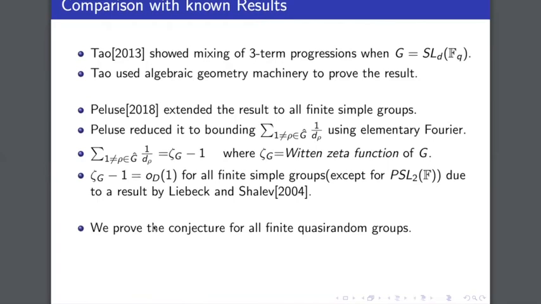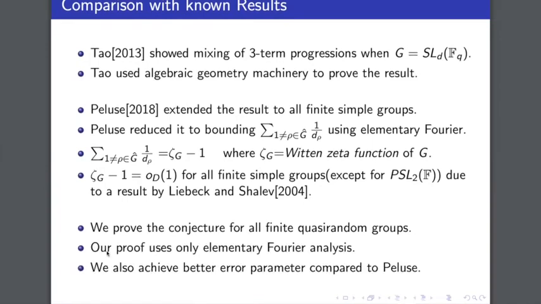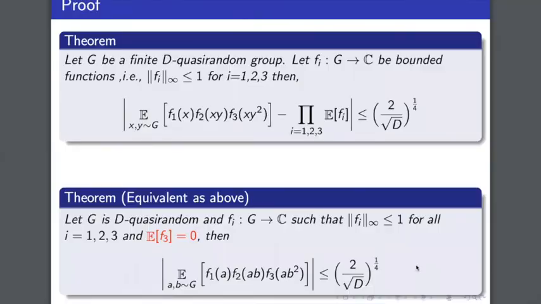Now we talk about our result. First of all, we proved the conjecture for all finite quasirandom groups. More interestingly, the second point is that our proof uses only elementary Fourier analysis. And the third point is that we also achieve a better error parameter compared to Peluse. That's the rough comparison between our work and the previous works.